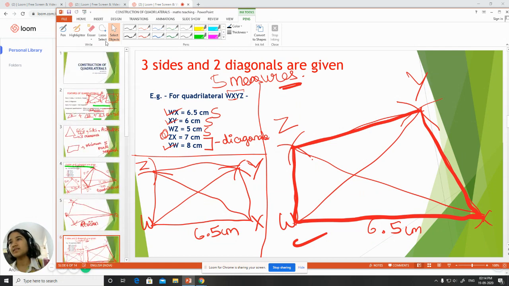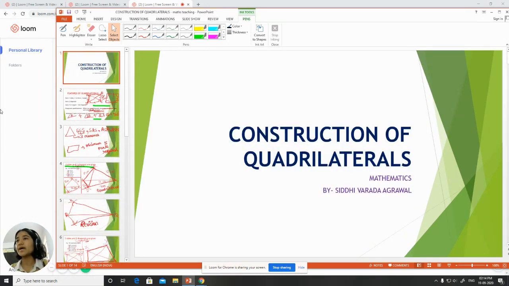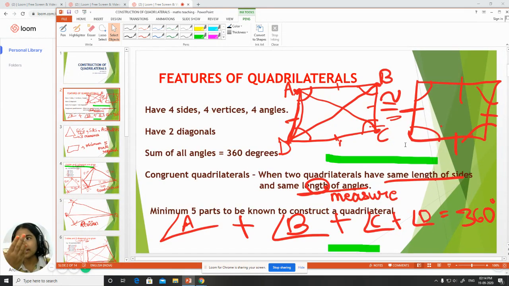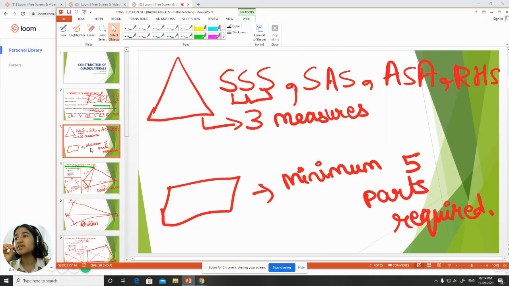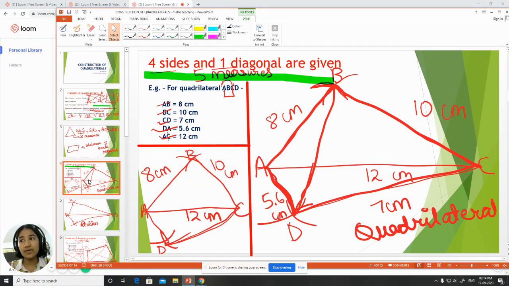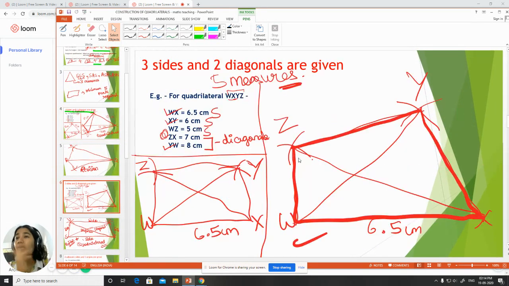So, in our last video, we had learned about the features of quadrilateral. Then we know that there are minimum five parts required to construct a quadrilateral. How can we construct a quadrilateral with four sides and one diagonal given? How can we construct a quadrilateral with three sides and two diagonals given? So, these were few topics which we had covered in our last video.